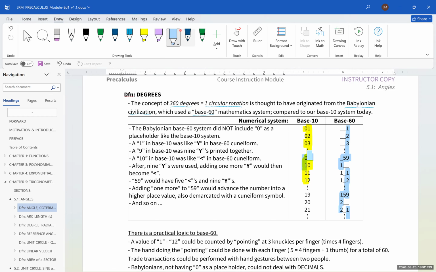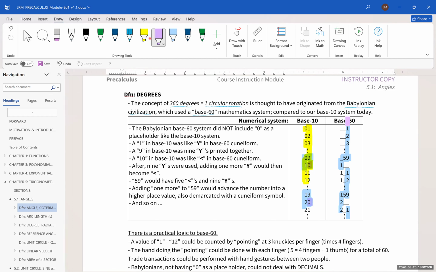You go 1 to 9. The next count would be 10, so it jumps up. Then you go 11, 12, 13, 14, 15, 16, 17, 18, 19. And when you count one more, this 9 goes to a 0 and you increase the tens decimal place by 1. So now you go into the 20s. But notice that in our base 10 mathematical system, we have a 0 as a placeholder.